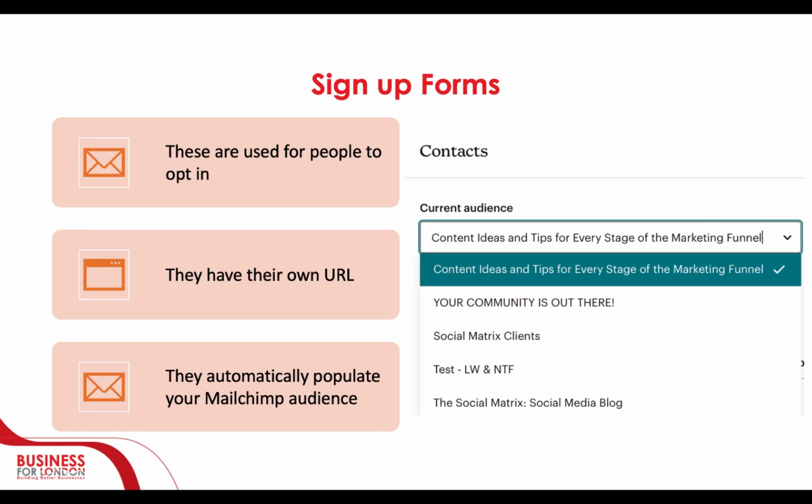So one of the features of Mailchimp and any other email marketing system for that matter is that they provide sign-up forms. You can create your own sign-up forms within Mailchimp, and these are used for people to opt in. They have their own address on the internet. You don't have to embed them in your website, but you can if you want to. And what they do is, when people put their details in, they automatically populate your Mailchimp audience, your Mailchimp email marketing list. And essentially, all the details are added from the form straight into the Mailchimp software.